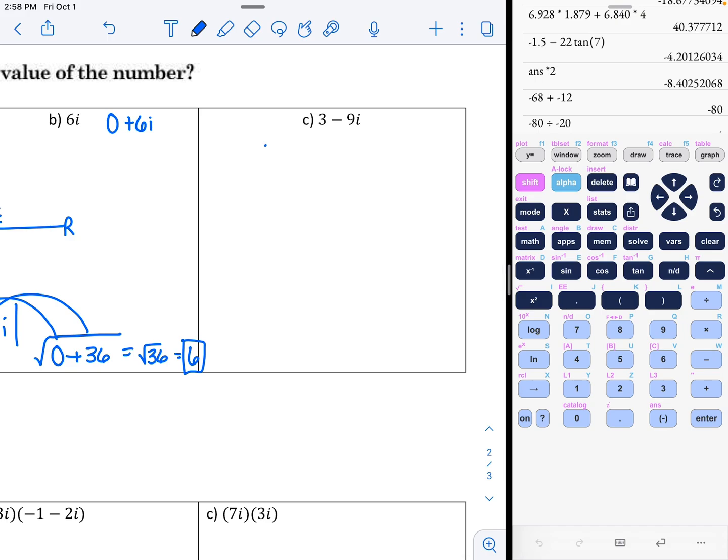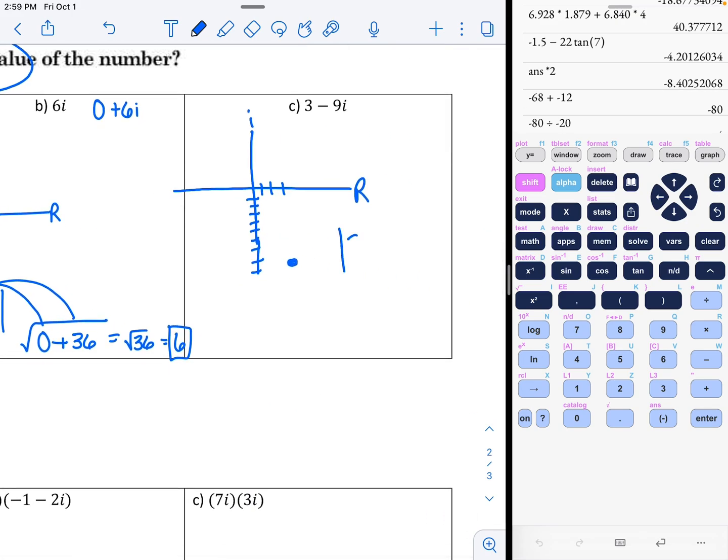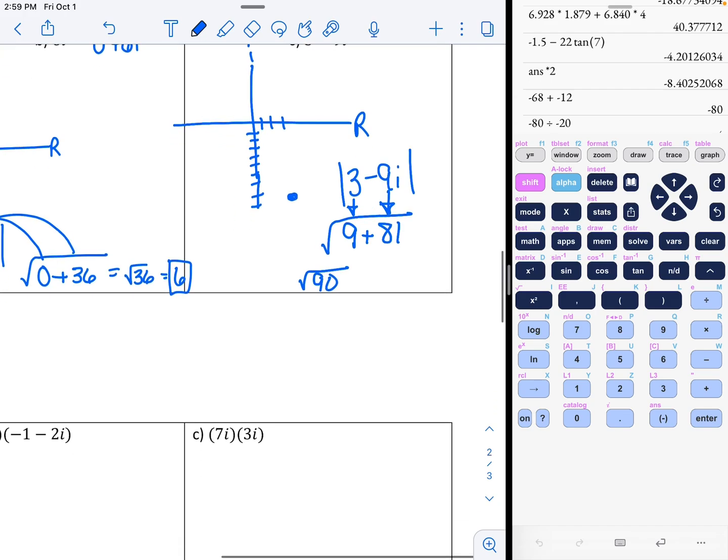Let's try that one more time. Get your real axis and your imaginary axis ready. We're going to go 3 on the real axis, -9 on the imaginary axis. That dot is the graph. If something ever asks you, just like this one does, what's the absolute value? What we're going to do is say the absolute value is the square root of the 3 squared, add the 9 squared, so you end up getting the square root of 90. Please don't stop there, because this one does have a perfect square that goes into it.